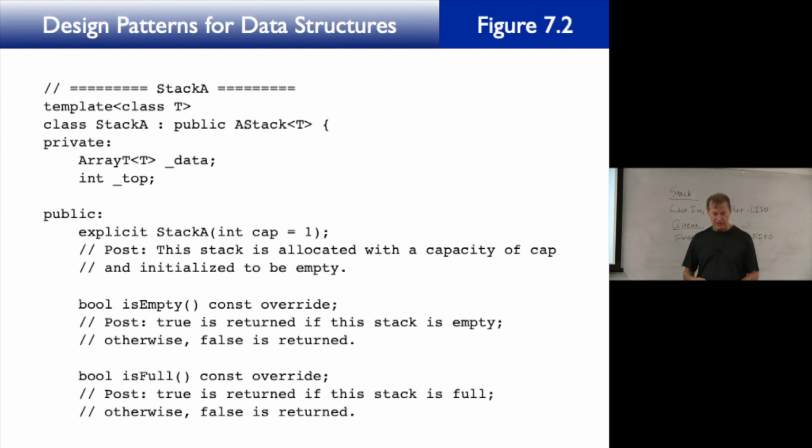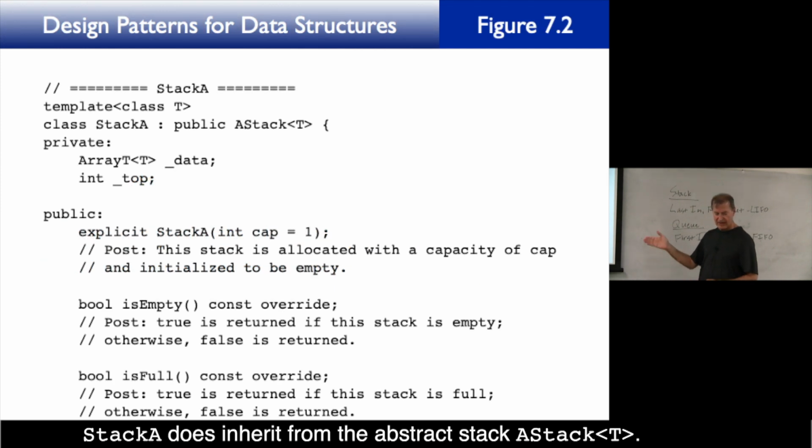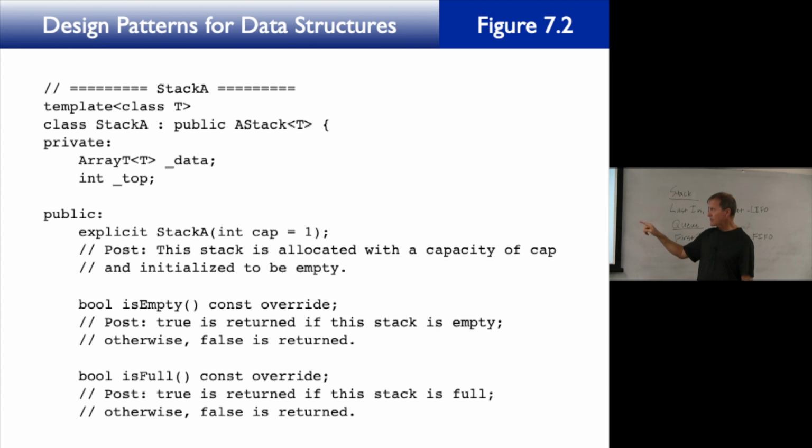So here's the code. It's very simple. Check it out. Class StackA doesn't inherit from anything. There are no abstract data types, all that kind of stuff. It's just pretty straightforward. So array of type T, _data, and top is an int. And so there's a constructor. The stack is allocated with a capacity of cap and initialized to be empty.